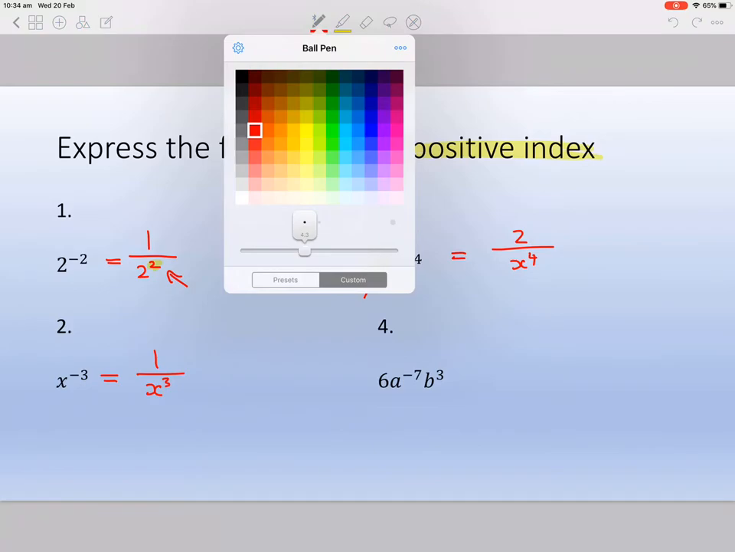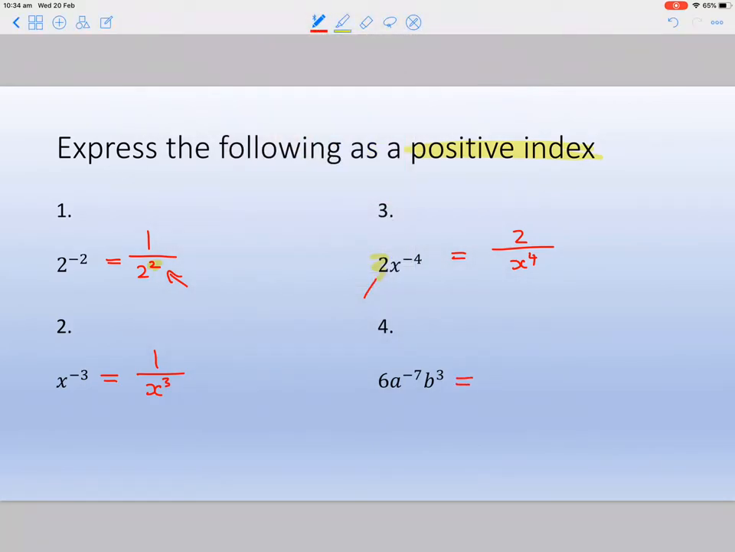Okay, there's one more to go. So I'm going to put what's at the bottom of the fraction, and I need to make positive a to the 7. Notice that this b cubed is positive. So that has to stay at the top of the fraction. Oh, let's write that in pen. So b cubed. And then see how this 6 is positive and it's not a fraction or anything, so that stays at the top.